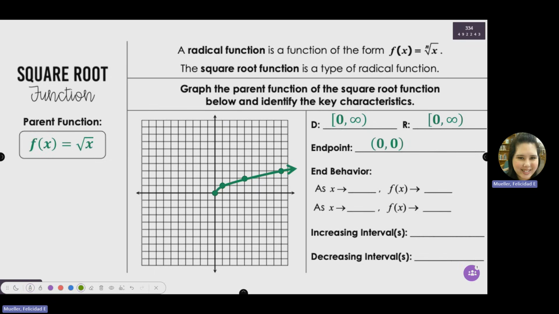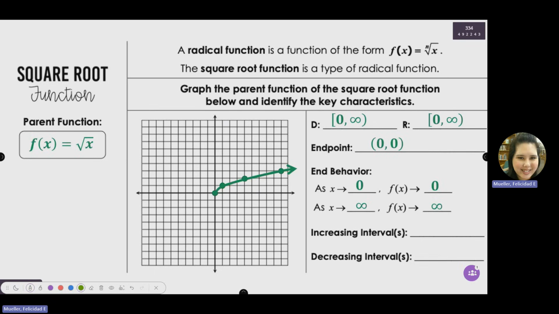Our end behavior is a little different from what we've been doing, mainly because there is no negative infinity for our x values. The lowest x value we have, or the most left x value, is 0. So what do the y values do as the x values go towards 0? They also go towards 0, which is our endpoint or starting point. And as we go to the right forever, which would be infinity, like we have done previously, the graph also goes to infinity.